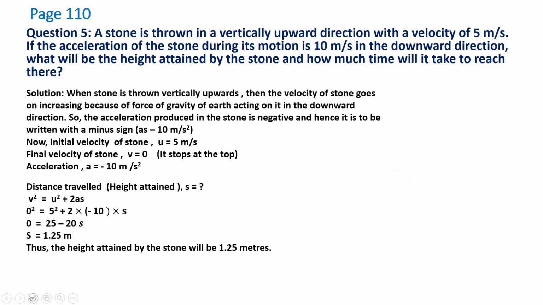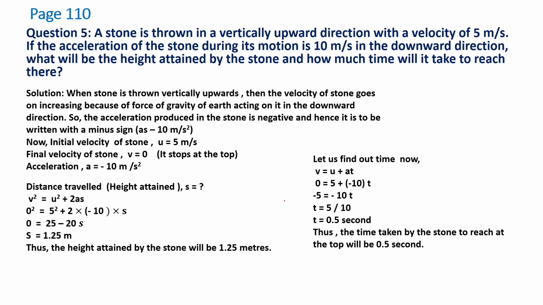Let's move to the next part. In this question it is again asked how much time it will take to reach there. To find the time taken, we can use the first equation, v is equal to u plus at. Here the final velocity is 0, the initial velocity is 5 and the acceleration is minus 10. So 0 is equal to 5 plus minus 10 t. Moving 5 to the left side, it becomes minus 5 is equal to minus 10t. So t will be minus 5 divided by minus 10, that is 5 by 10, which is 0.5 second. So the time taken by the stone to reach the top will be 0.5 second.